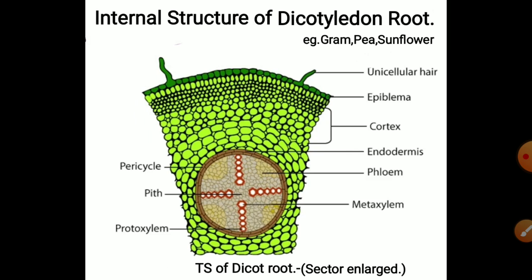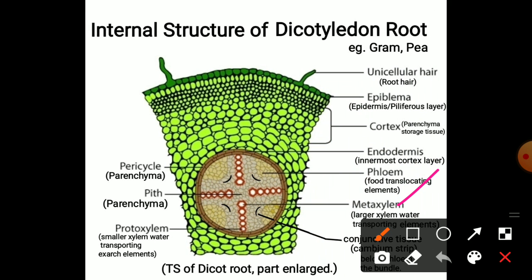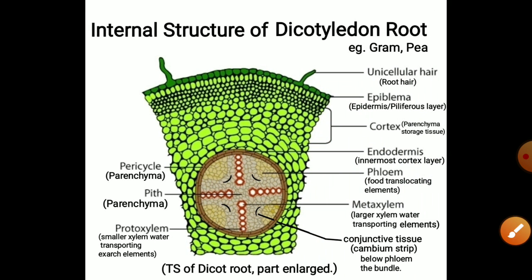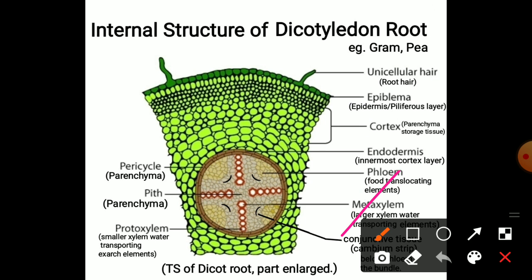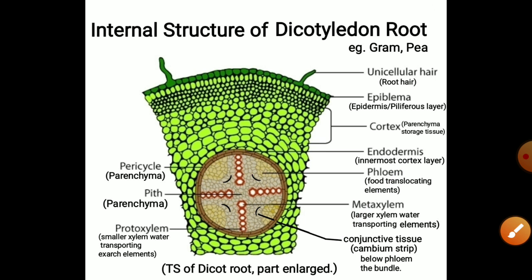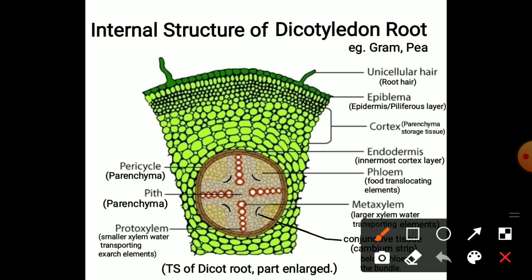This is a conjunctive type of tissue over here, below the phloem bundle. Suppose this is the phloem bundle and this is the conjunctive tissue over here. So this is conjunctive tissue below the phloem bundle and between xylem and phloem. This conjunctive tissue is of parenchymatous type.